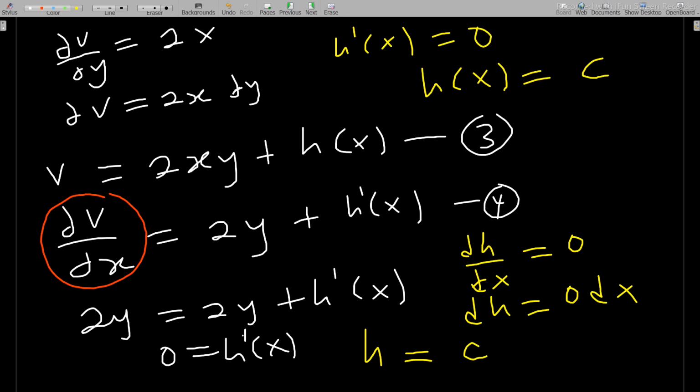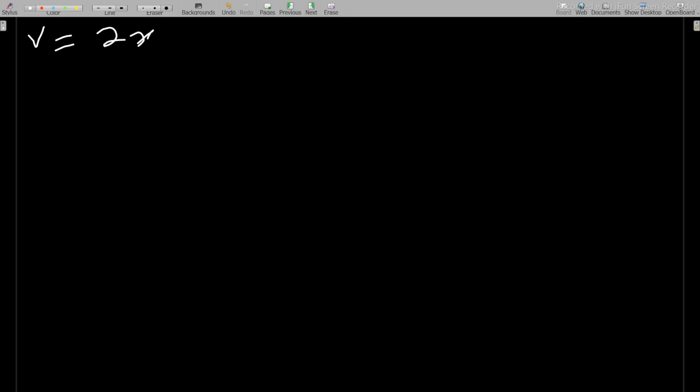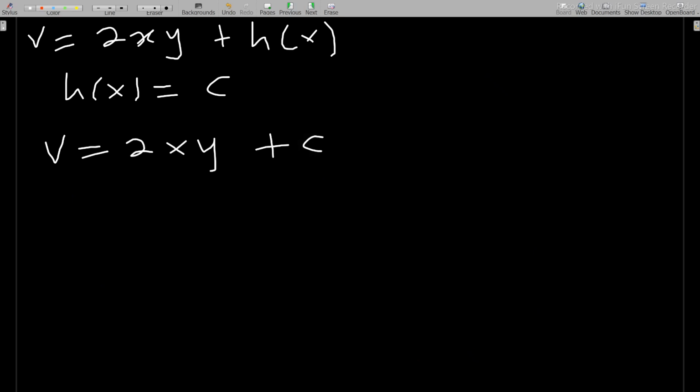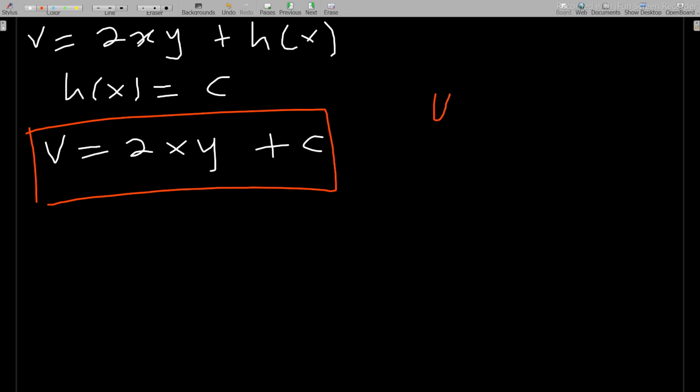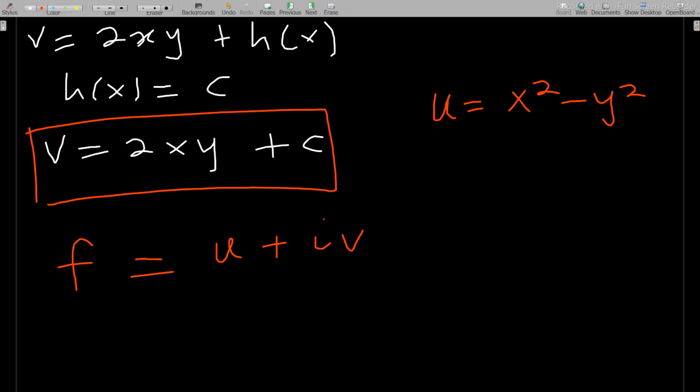So it means that the h of x that we want to look for is actually equal to c. Therefore, we come back and put h of x, which is c, in the v. We know that v is equal to 2xy plus some h of x, but we've been able to find that h of x is actually a constant. So we have v equal to 2xy plus a constant, and this is actually the harmonic conjugate of u. In the case where the constant c is 0, then we'll have v equal to 2xy. You can go ahead and check if this function v together with u, which was x squared minus y squared, is analytic, with f equal to u plus iv. You definitely come to the conclusion that this is actually analytic. So that is our v, the harmonic conjugate to the function x squared minus y squared.